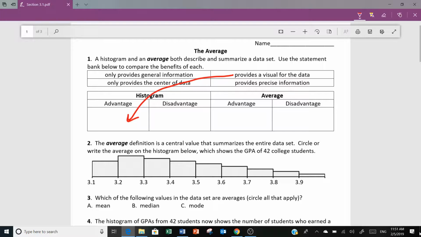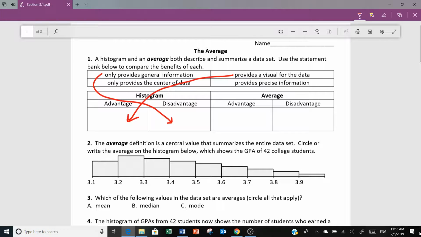Now someone said only. Yeah, only is a disadvantage if you have the word only in front of the statement because it can only do that as opposed to doing multiple things. So the disadvantage of the histogram is it only provides general information, meaning this is very general. We see a picture, we don't really know anything specific about the data set. We just see a beautiful picture, and while it's a nice picture, we really don't know the number of people that fall between a 3.2 GPA and a 3.3 GPA. So only provides general information is the disadvantage of a histogram. So again, arrow to that box.